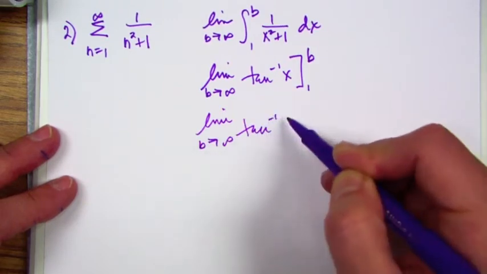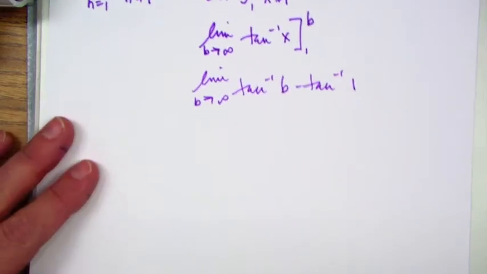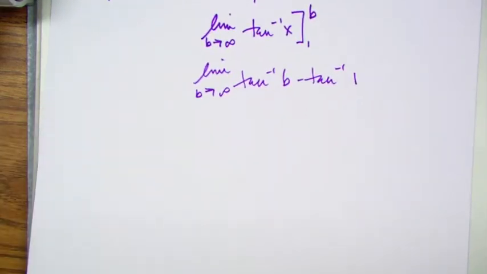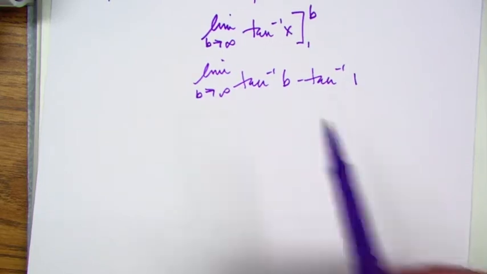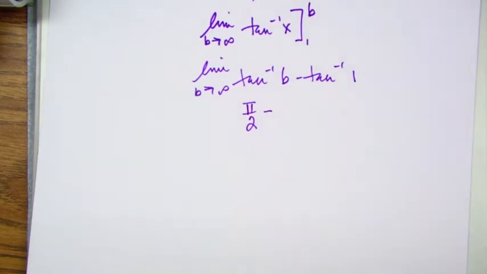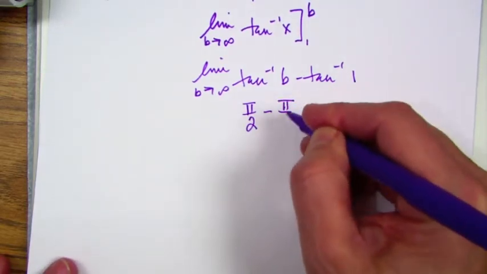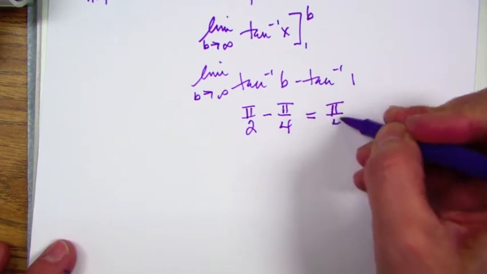So that's inverse tan of b minus inverse tan of 1. So as b approaches infinity, pi halves, minus, where's tangent 1? Pi fourths. Minus pi fourths. And so the answer to that is pi fourths.